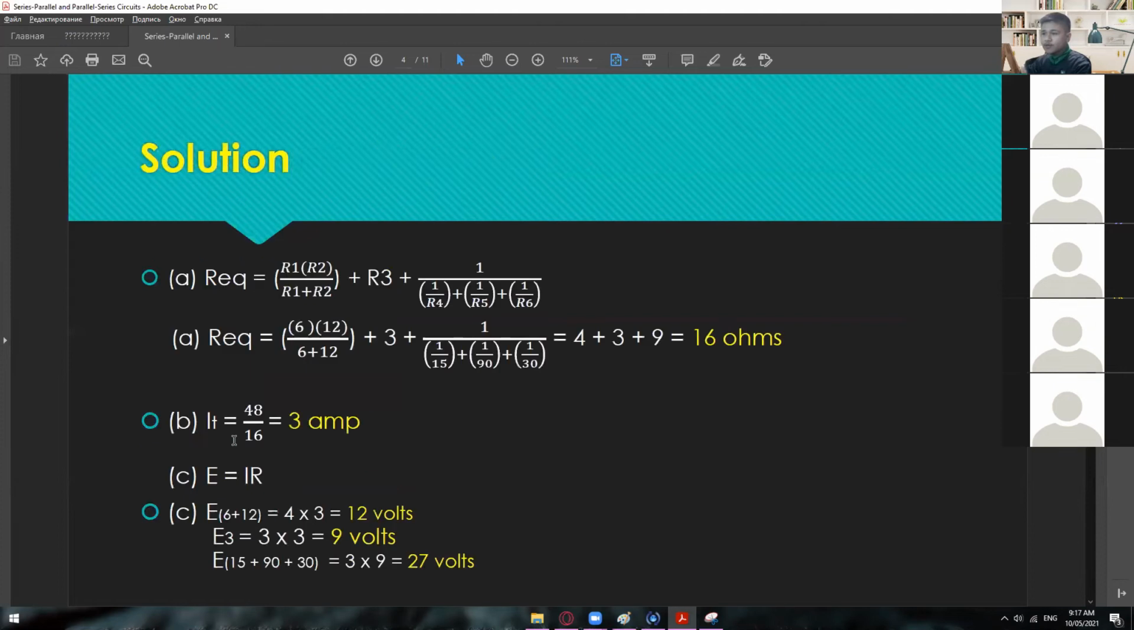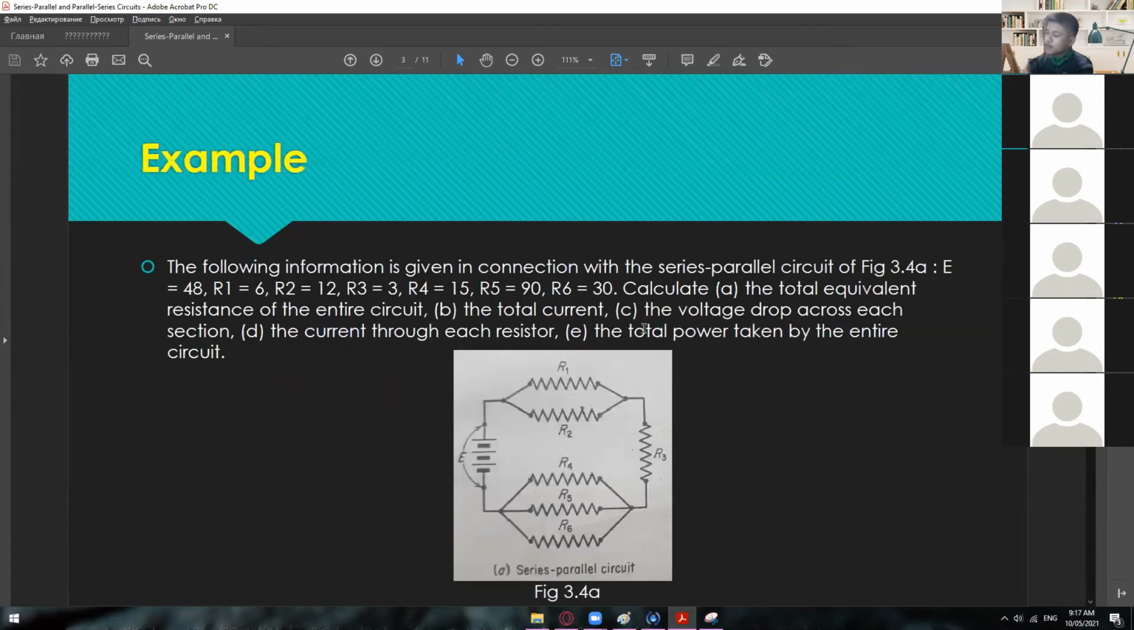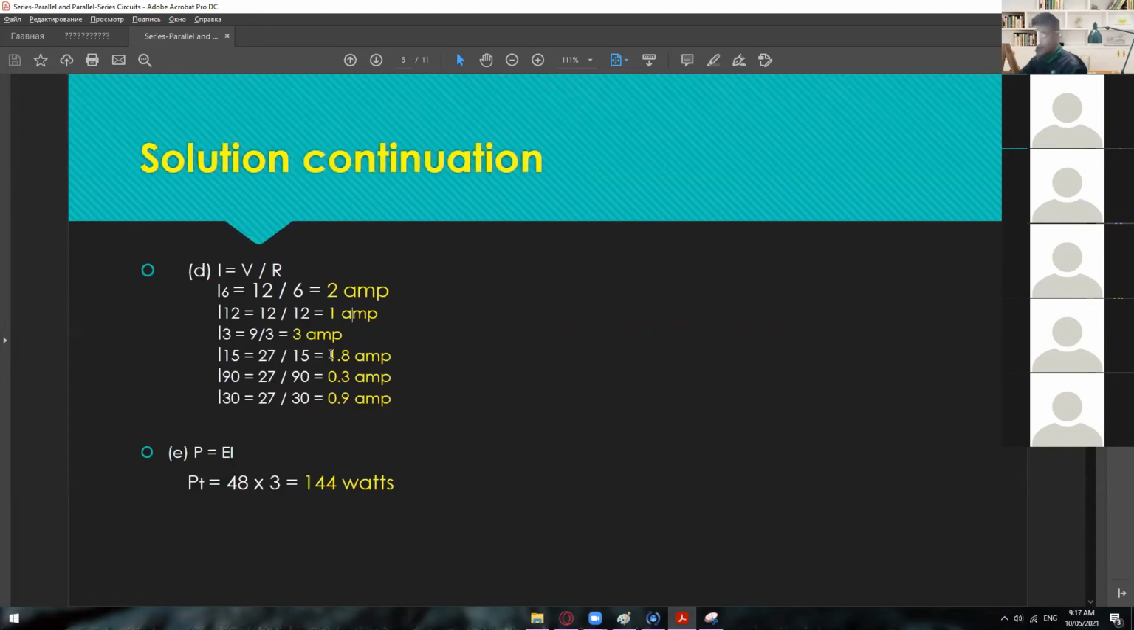And for the last one, so the total power taken by the entire circuit. So in here, given naman na yung total voltage, given na rin yung total current, so all you need to do is just substitute the equivalent values. So 48 times 3 will give you 144 watts. So that's the total power. All right.